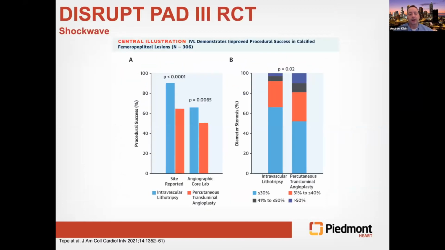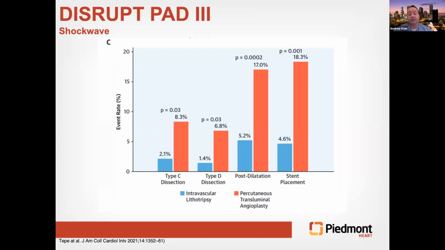And the take home, as published here just recently by Tepe et al., the 30-day outcomes from this randomized controlled trial show indeed that you improve procedural success in calcified lesions using intravascular lithotripsy compared to just regular balloon angioplasty. And again, this is just 30 days, so we don't have long-term. We'll see that within the next couple years. And again, the dissection rates are relatively low as well.